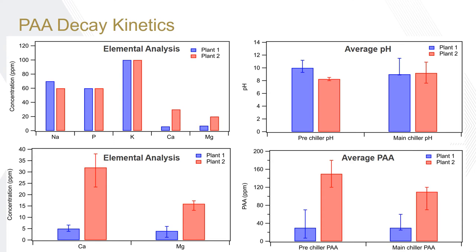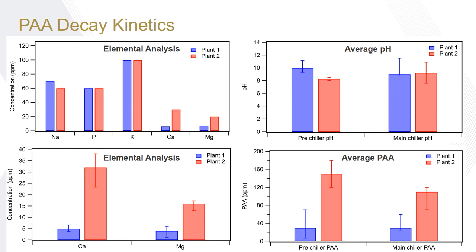For plant 2, the pre-chiller had an average of 150 parts per million, while the main chiller sat around 100 parts per million of PAA. Again, there was an initial decrease in PAA concentration for the first few hours. However, the drop wasn't as drastic as plant 1.